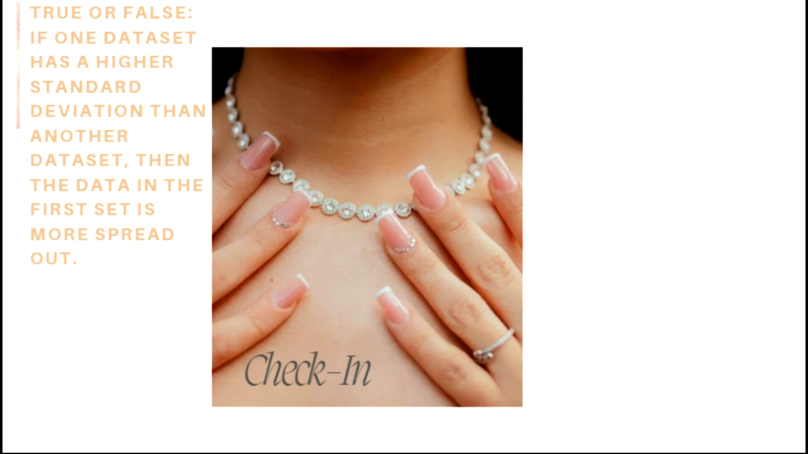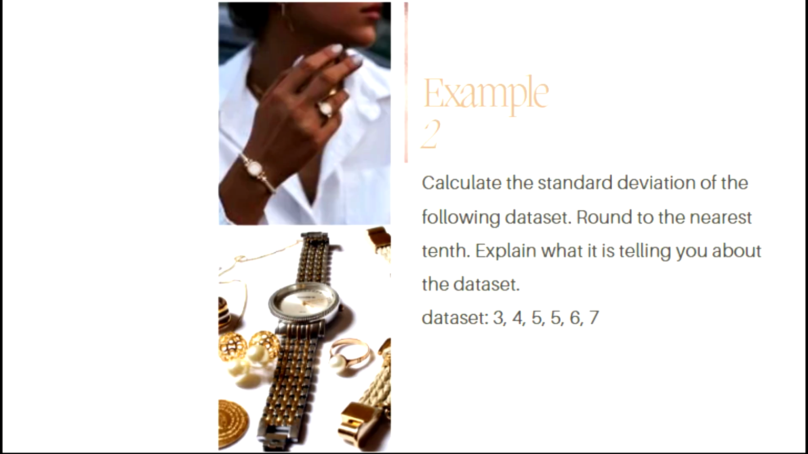Here's a check-in, true or false. If one data set has a higher standard deviation than another data set, then the data in the first set is more spread out. So number 1 has a bigger number. Number 2 has a smaller number. Then is the data in the first set more spread out? True or false? That's true. Bigger number, bigger spread.